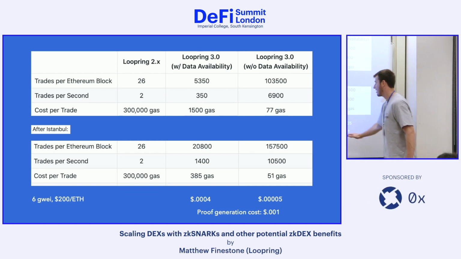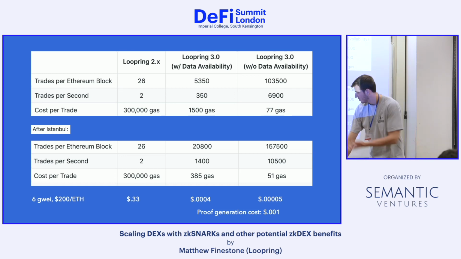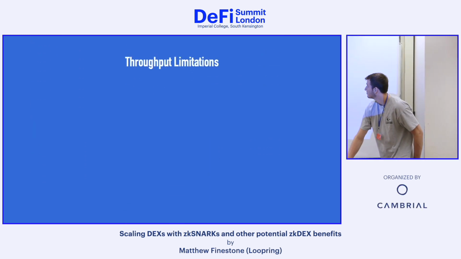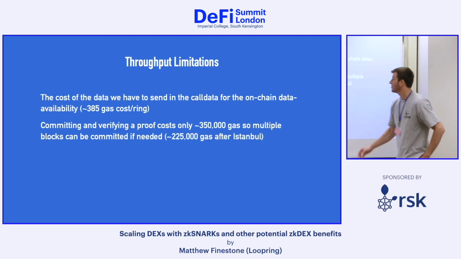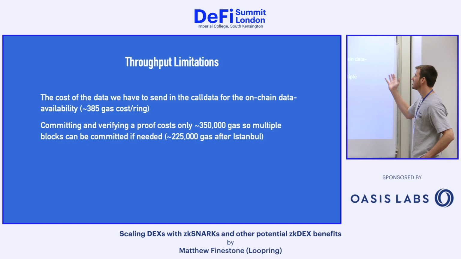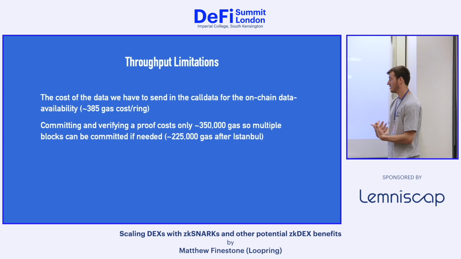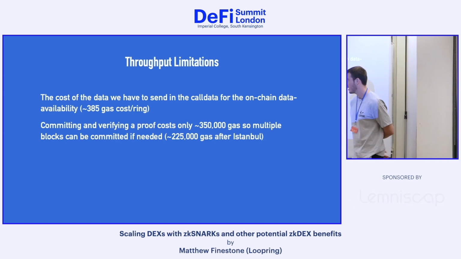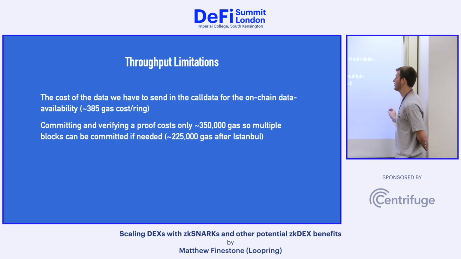But you see we're at a point where settlement is super cheap versus the old way and Loopring 2.0, which is 33 cents at these factors. We kind of just spoke about this, so I won't spend too much time, but the cost of data, the call data we have to send, is what limits our throughput. Again, EIP 2028 gives us a nice little tailwind there, and that's the cost per ring. And then committing and verifying a proof costs 350,000 gas, which goes down quite a bit again after Istanbul.